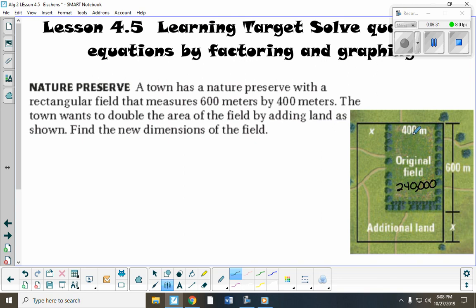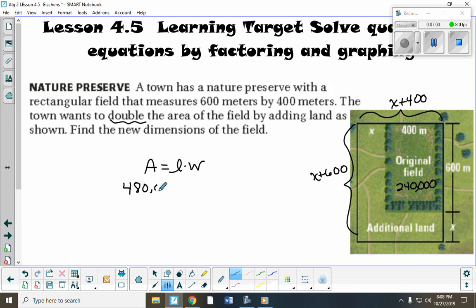So the new dimensions then, this new width would be x plus 400. The new length would be x plus 600. So I'll write it on this side. And we're looking at the area of a rectangle, and I'll write that formula down. Area is length times width. So the new area, we want to double it. So instead of being 240,000, it would be 480,000. And the length is x plus 600. And the width is x plus 400.